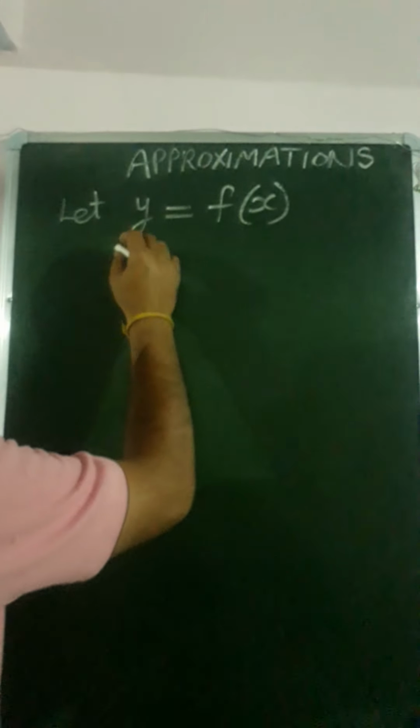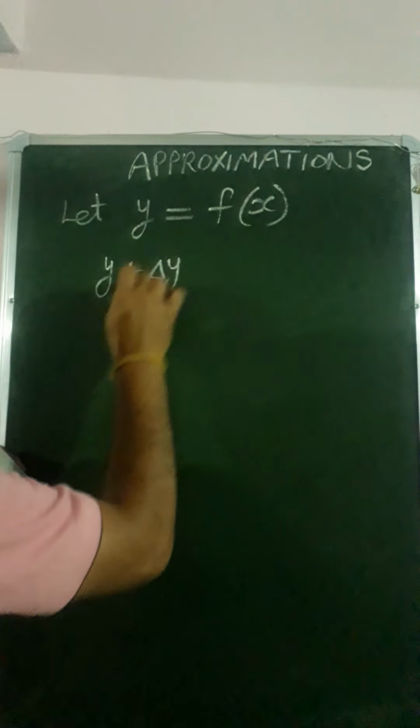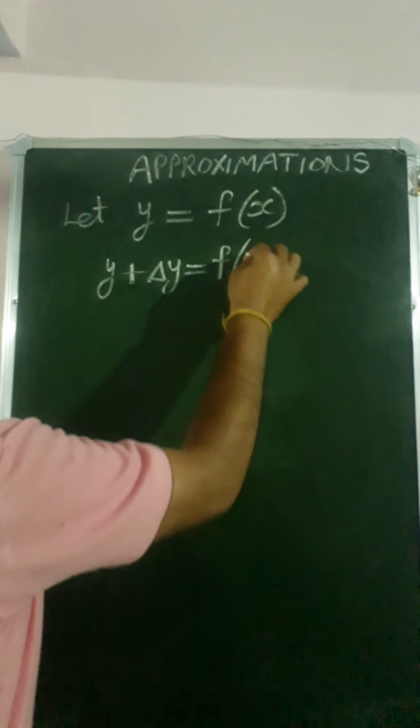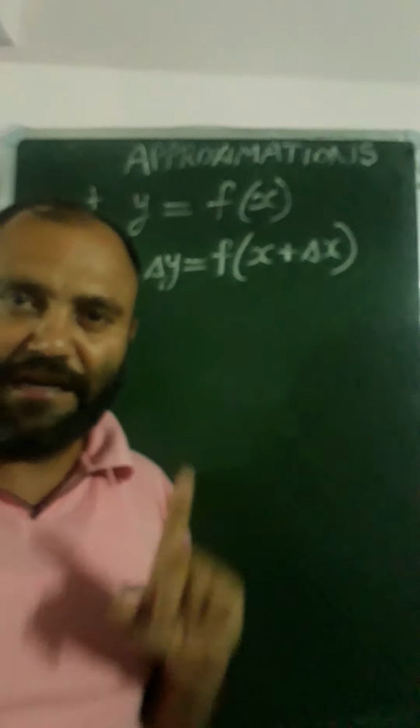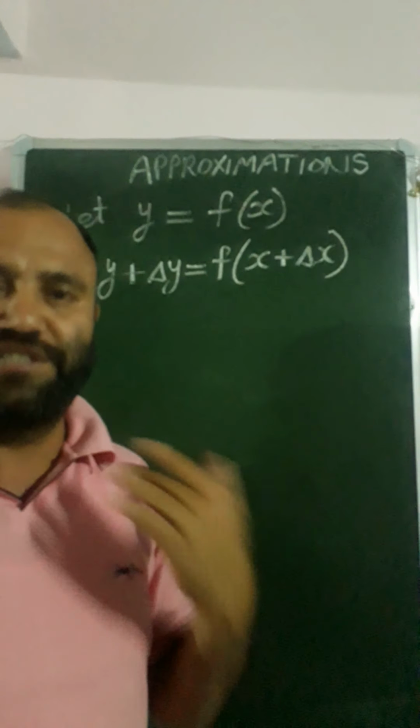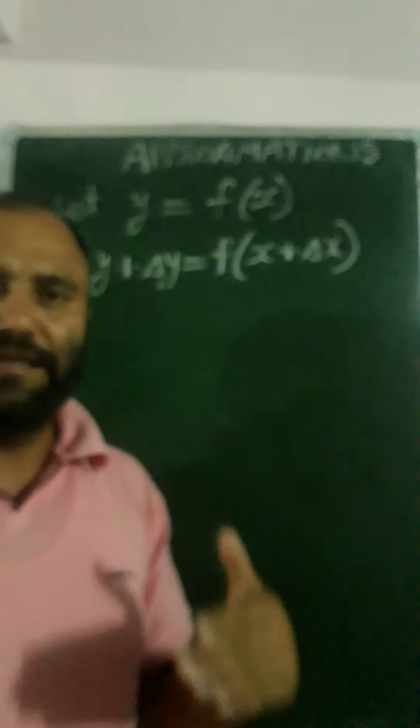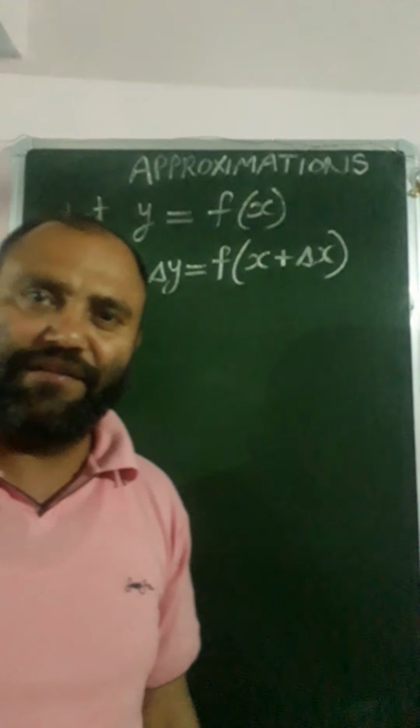Let y is equal to f of x. Let this be a function. Now give an increment to this. So we have y plus delta y equal to f of x plus delta x. What are delta y and delta x here? They are small changes in x and y.